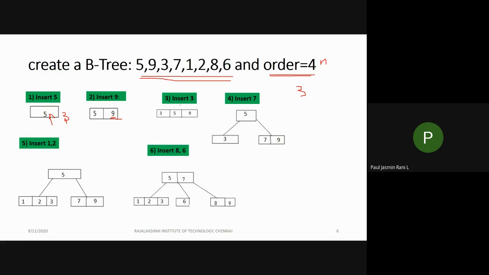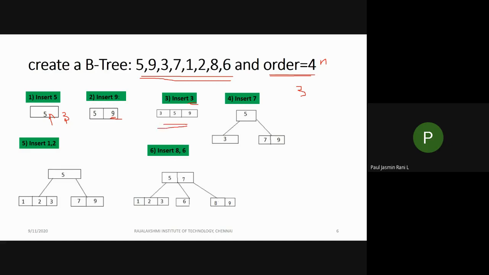Next, you have to insert the element 3. If I want to insert the 3, where will I insert the element? 3 is less than 5. Therefore, I have to insert it at the left side of 5. And in total you have only 3 elements, therefore I can insert this one. So till I'm inserting the element 3, I don't have any problem.